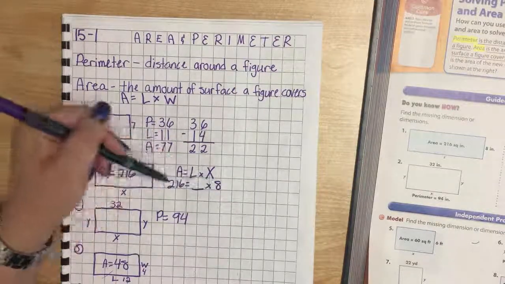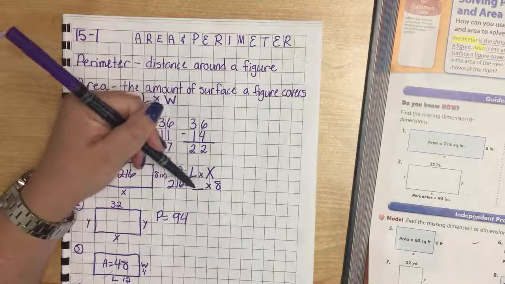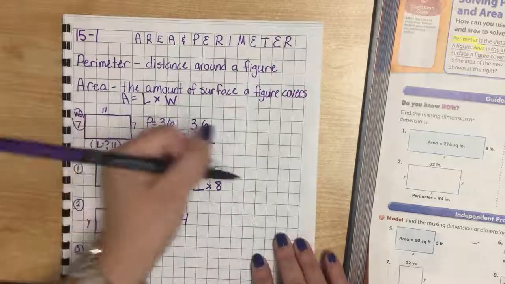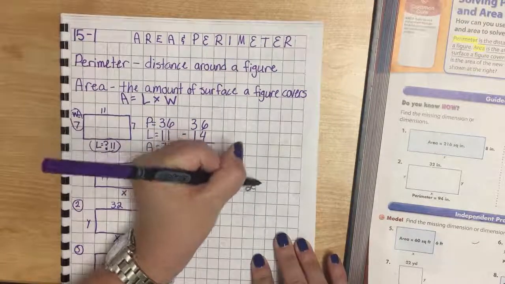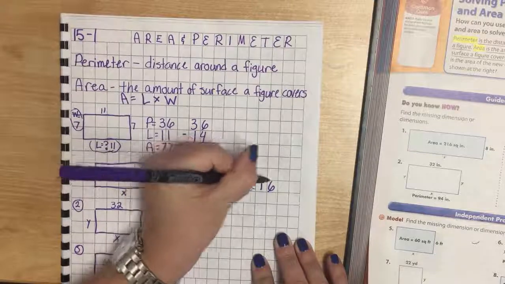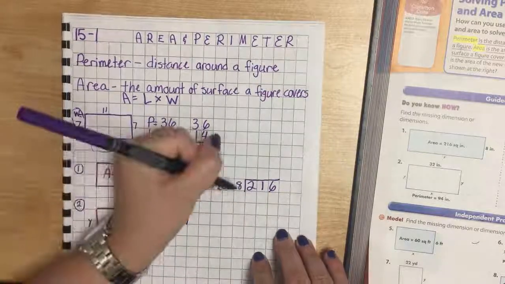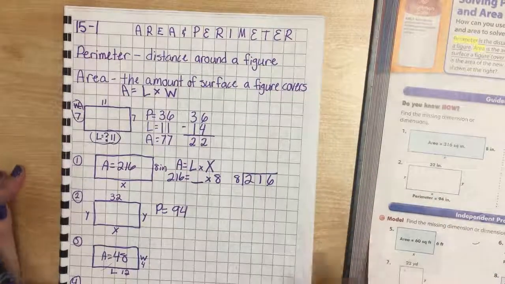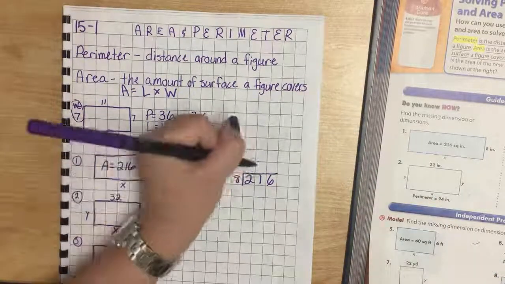What's another way that I can do this? What other math can I do to get what this blank number is supposed to be? What should I do when I'm given half of a multiplication sentence? How do I find that missing piece, Daniel? 216 divided by 8. I need to divide. So, 2, 1, 6 divided by 8. 8 cannot go into 2, but it can go into 21. How many times? 2 times.